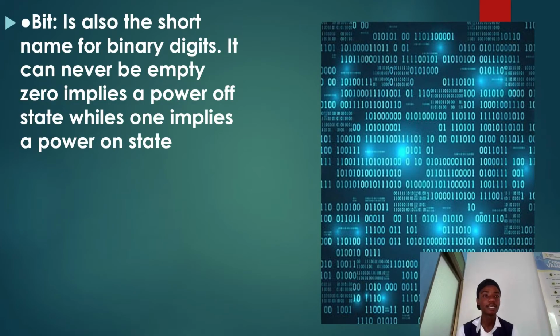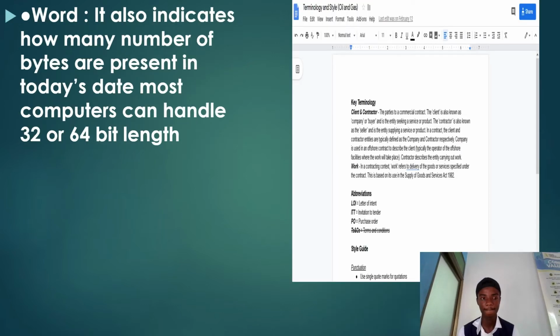What a bit is. A bit is a short name for binary digit. It can never be empty. 0 implies a power off state, whilst 1 implies a power on state. Now word. A word also indicates how many bytes are processed at a time. Most computers today can handle 32 or 64 bit lengths.